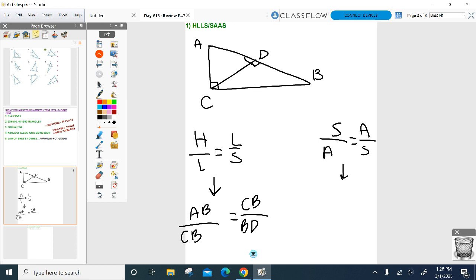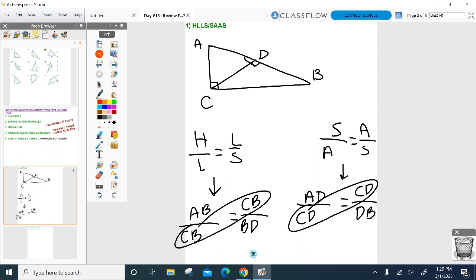S, segment, doesn't matter which one you pick here. I'll go AD. A, altitude, which is CD. A, CD, altitude again. And then S, other segment, right? Other segment, DB. So whatever you put, Hills or Sass, remember your means should always be the same. All right, means are always the same. Questions on Hills, Sass, that'll be part of one of the big word problems, I'm sure.